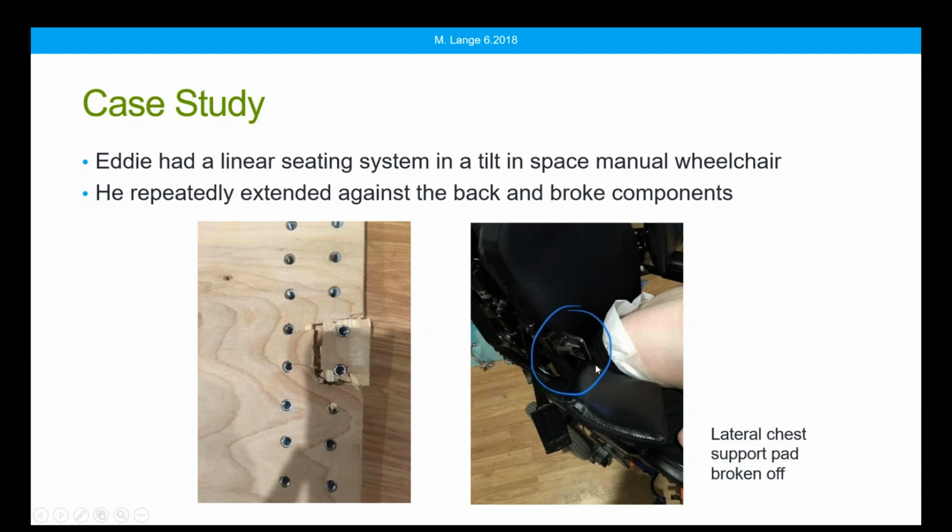So here the pad is missing. It has broken off of the hardware. Here you can see on the plywood base of his linear back where the lateral hardware was attached, he's snapped that clean off. So huge, huge amounts of forces involved here.